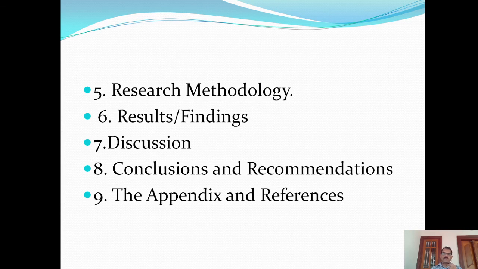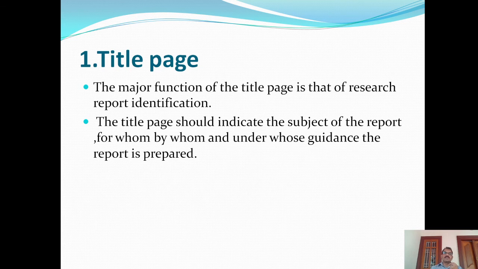Fifth one, research methodology. Sixth one, results or findings. Seventh one, discussion. Eighth one, conclusions and recommendations. And ninth one, the appendix and references. So we will discuss one by one in detail. First one is title page.